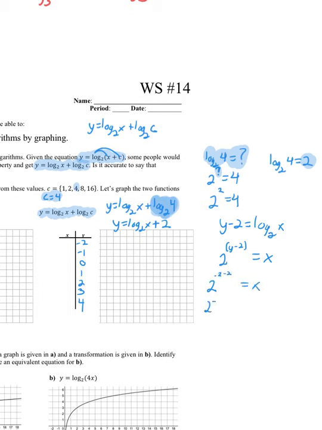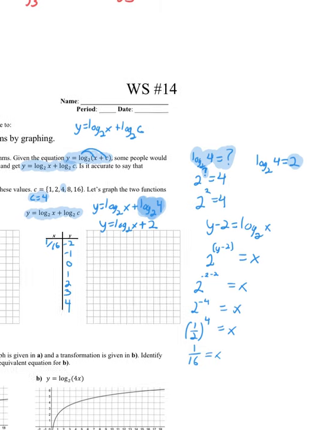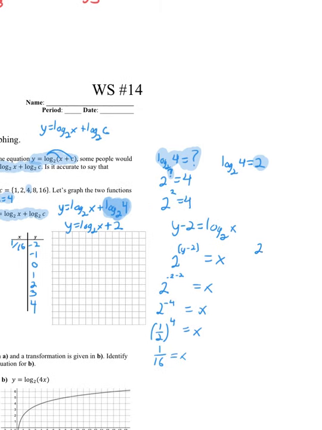So first one, I get 2 to the negative fourth. 2 to the negative fourth is like 1/2 to the positive fourth. You can take a negative exponent and flip it upside down, make it a positive exponent. And then 1 to the fourth is 1, 2 to the fourth is 16. So I get 1/16 for the first one. And then I can do the next one. I'll do -1, and I get 2 to the negative 3 power. It's 1/2 cubed, which is 1/8.